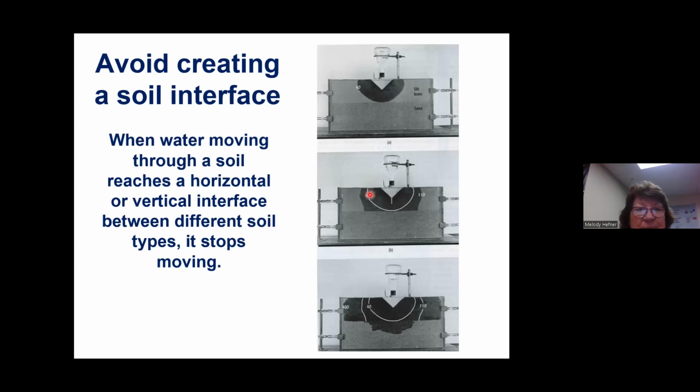And this is a series of pictures showing it. This top layer that's a little bit lighter colored here is a silty loam, and below it is a sand soil. And they're applying water very slowly. And the water is actually moving laterally rather than going into that sandy soil. And it will continue to do so until this top layer is saturated, and then it moves into the lower layer.